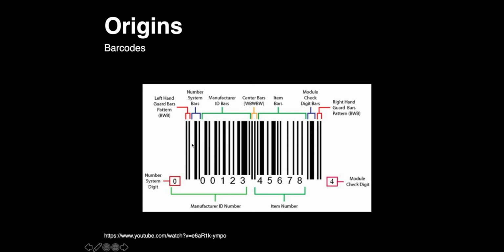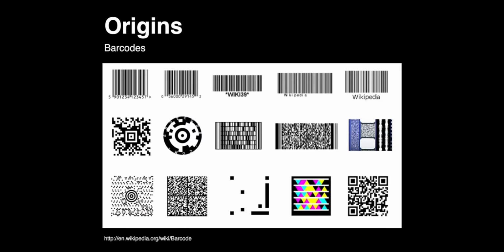So that's all that's going on here. And based off of that variation on lines, you can create different codes. Today there are a ton of versions of the barcode out there. These are just a few of them.